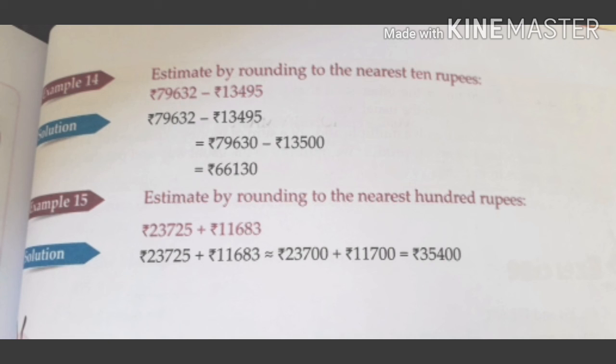For the nearest rupee, we have to observe the tenths place; for the nearest 10 rupees, we have to observe the ones place; and for the nearest 100 rupees, we have to observe the tens place. So like that, you have to observe carefully and complete.